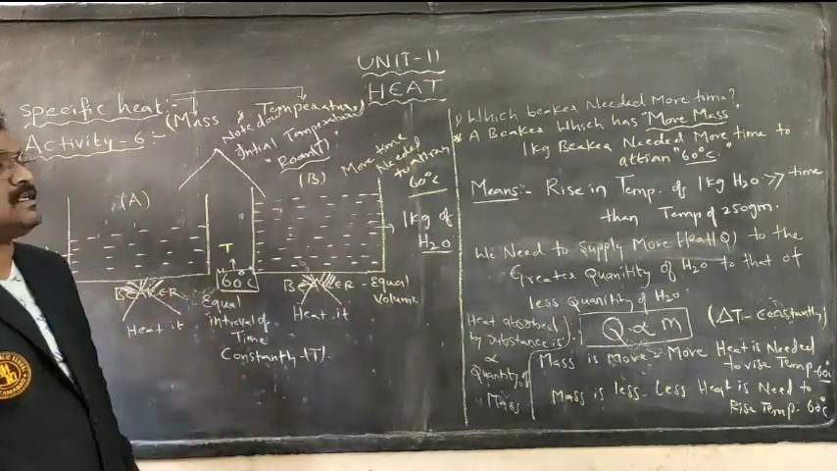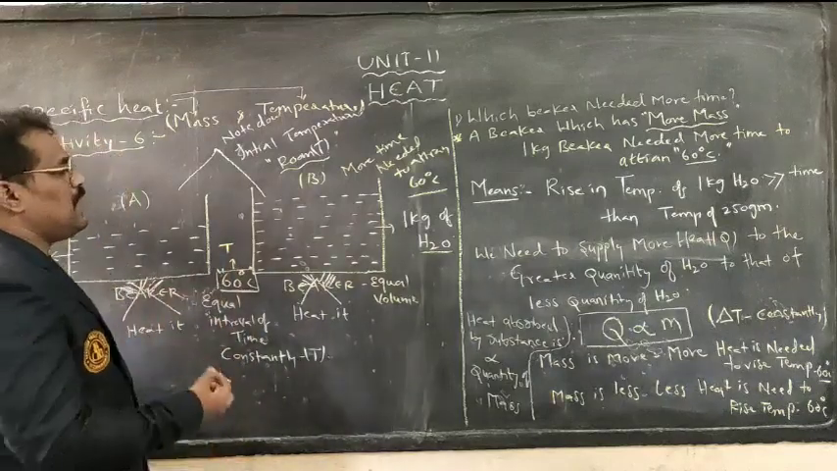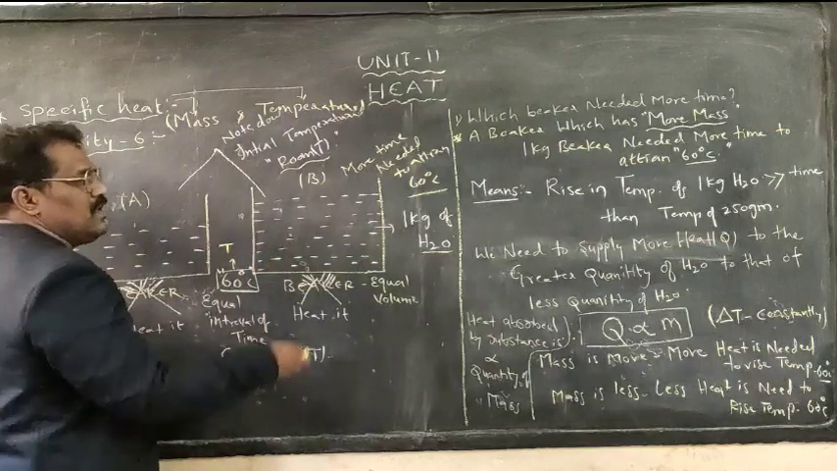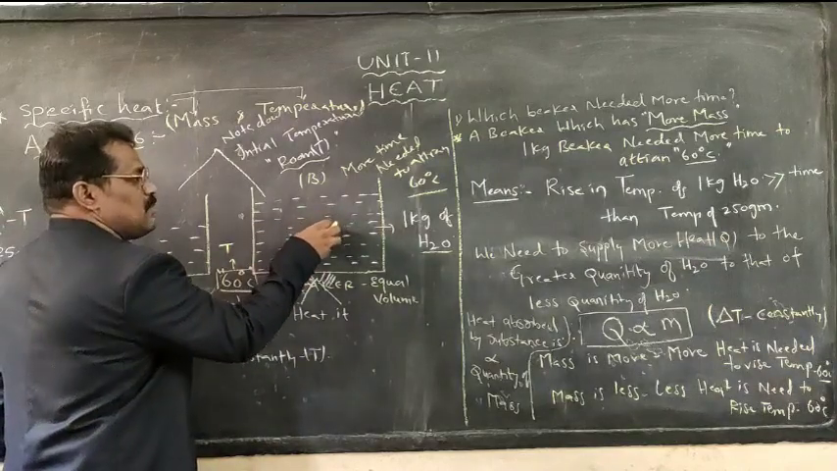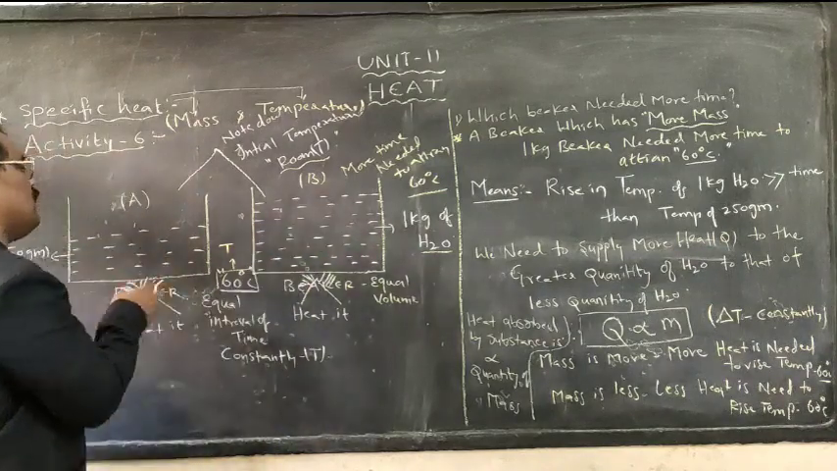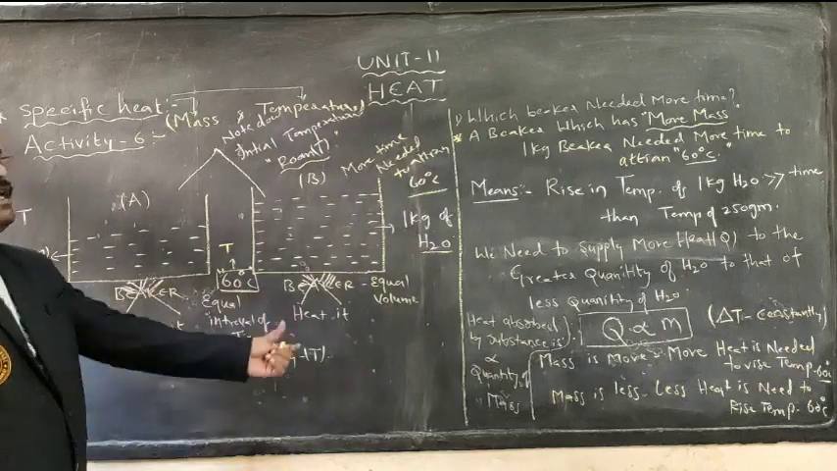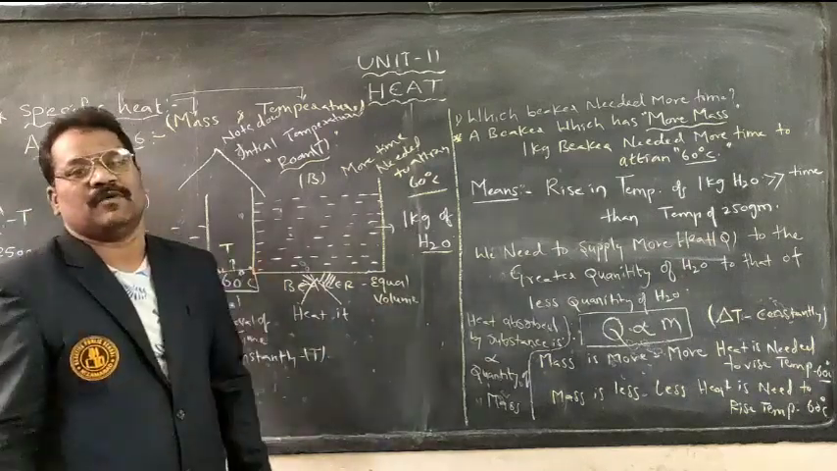By this, what can we understand? We need to supply more heat for this 1 kg of water than for the beaker which has a smaller quantity of water. By this, we can frame a relationship. What is that relationship?